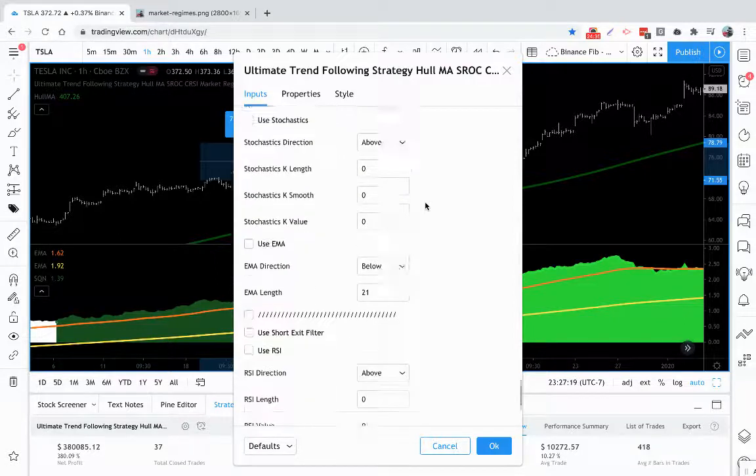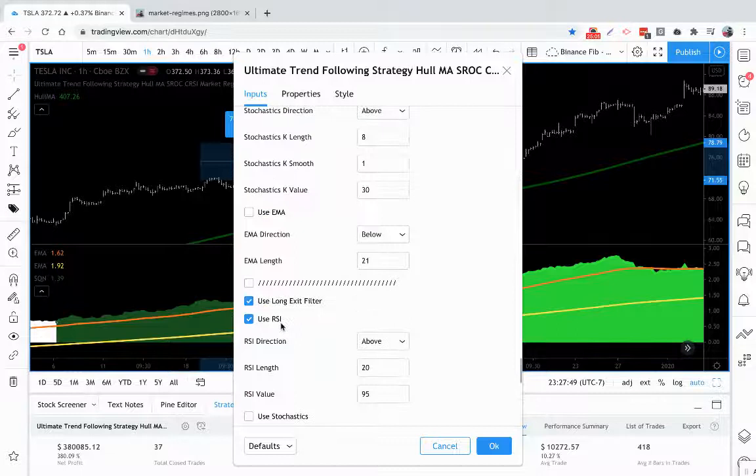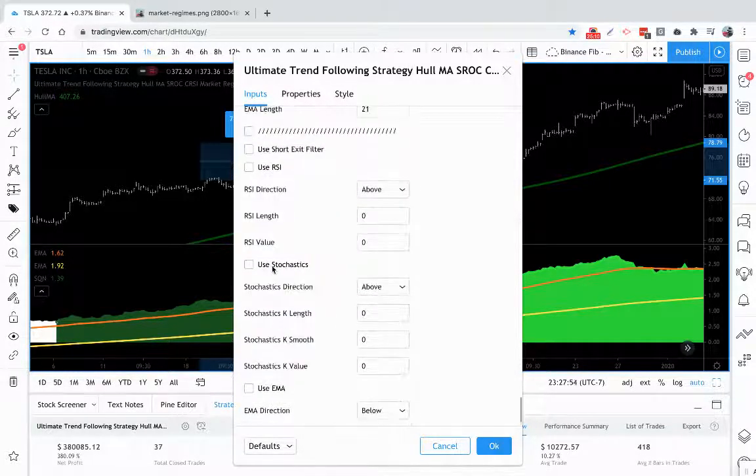And then you have long and short exit filters, and those are if you want to, let's say you're in a long, for example, you use long exit filter, and you don't want to exit if you're long and it's an RSI value of 95, let's say you just want to stay in the trade for some reason. Maybe you feel good about it, or maybe it looks like the trend is still going to go. You can have long exit filters based on your RSI, stochastics, or EMA. You can use them by themselves or with each other. And the same thing for the short.